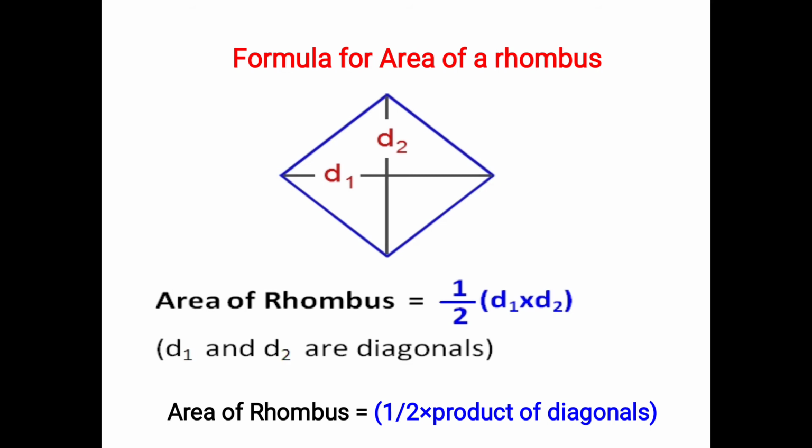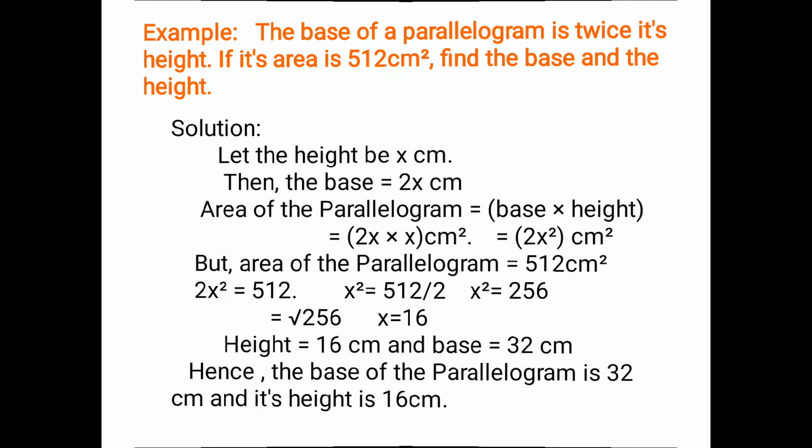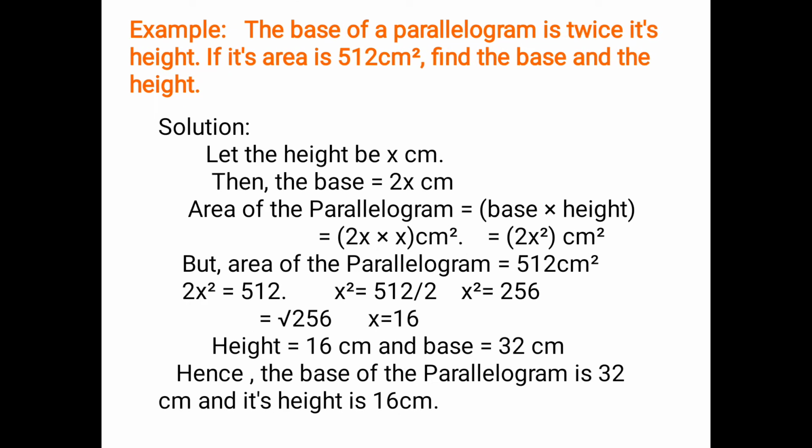So using these formulas we will see some examples. The base of a parallelogram is twice its height. We don't know the height of the parallelogram or the base of the parallelogram, so they have given one hint, that is twice its height. So we can assume that the height of the parallelogram is x and the base of the parallelogram is 2x. Why is it 2x? Because the base is twice its height. So that is 2x. Find the area of the parallelogram.